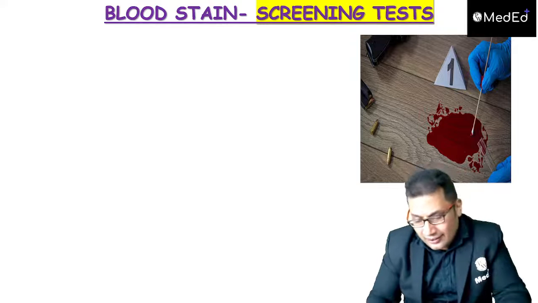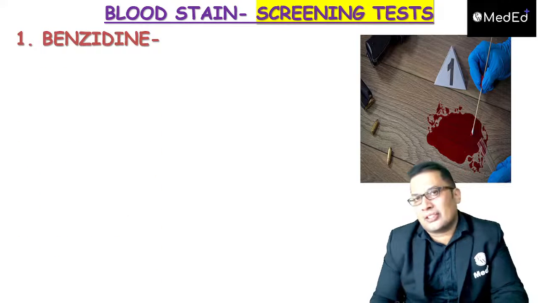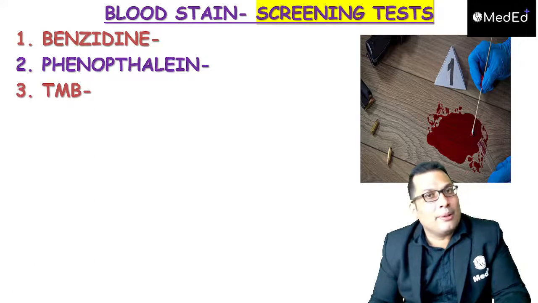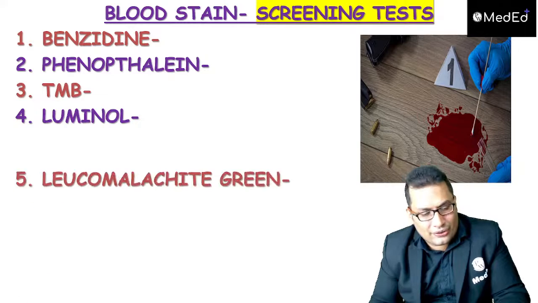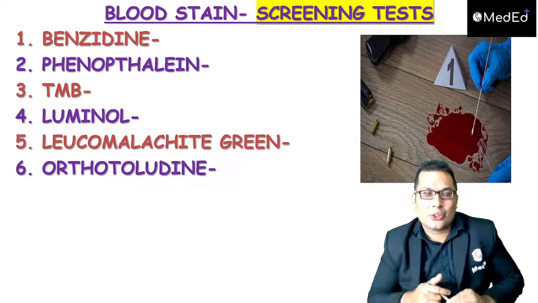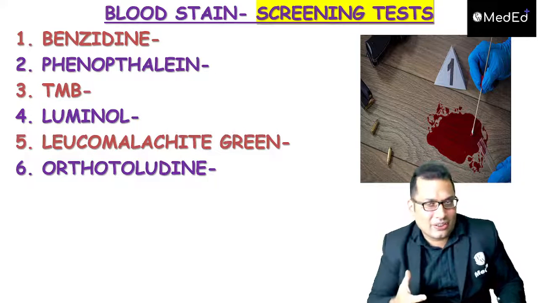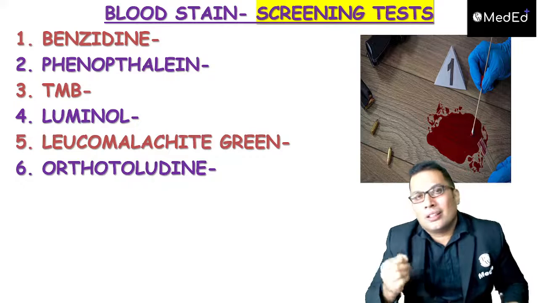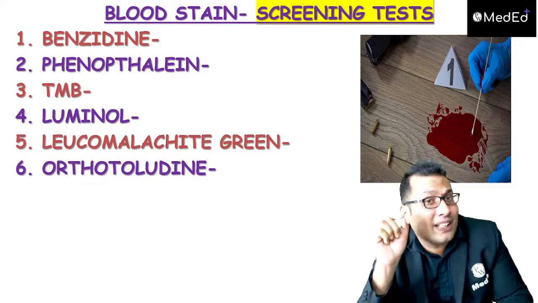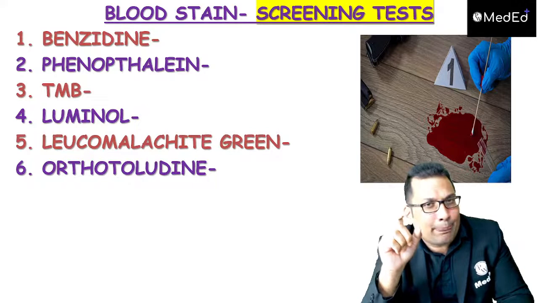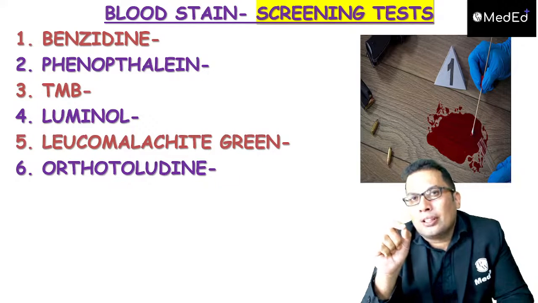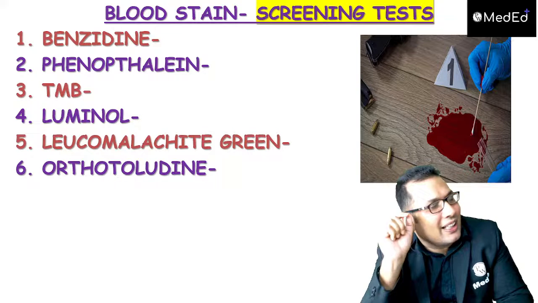So what are the screening tests? Screening tests are Benzidine test, phenolphthalein test, tetramethylbenzidine test, luminol test, leucomalachite green test, and orthotolidine test. All are screening tests. The principle is that the hemoglobin present in the blood stain has peroxidase activity. That peroxidase acts on hydrogen peroxide and changes the color of the reagent.